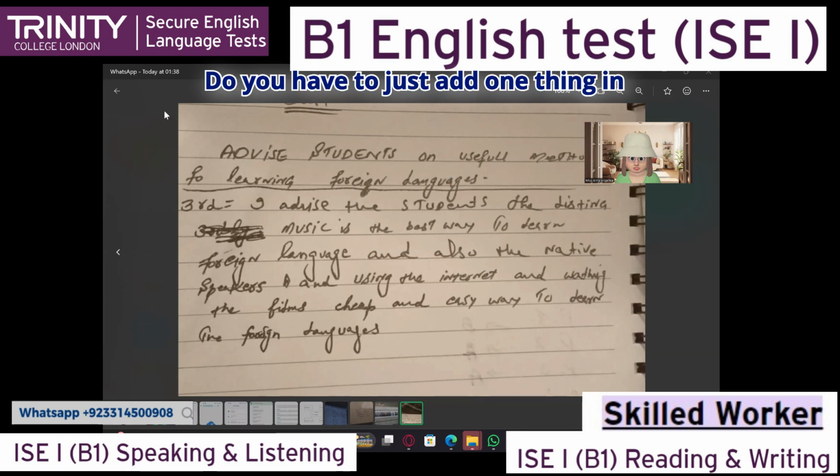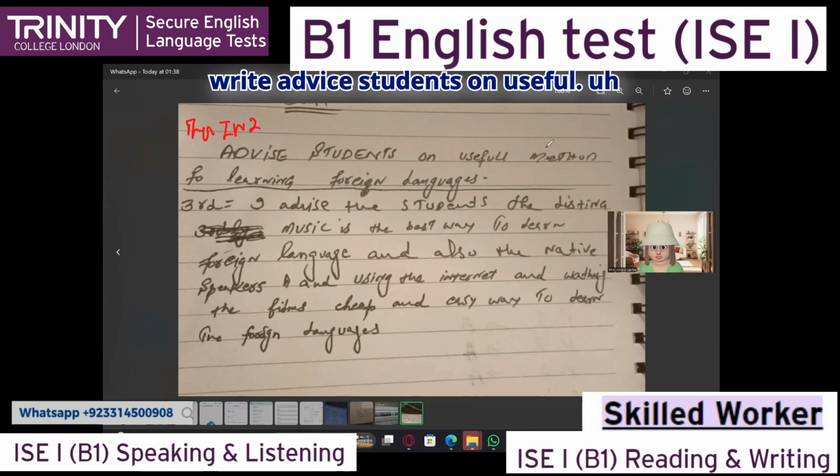Advise them. You just have to add one thing in here: thirdly, and then you have to write, I want to, right? Thirdly, I want to advise students on useful methods of learning foreign languages, semicolon. Okay, I want to is important. I want to advise the students.